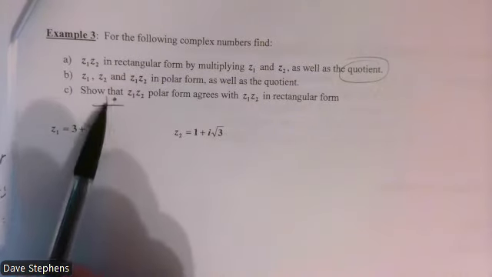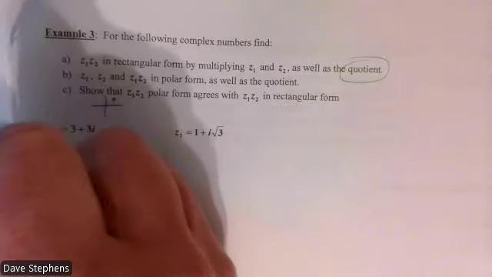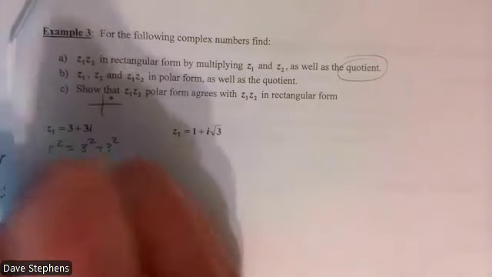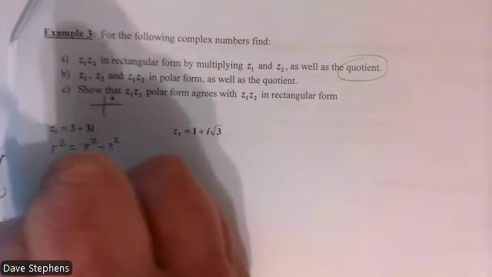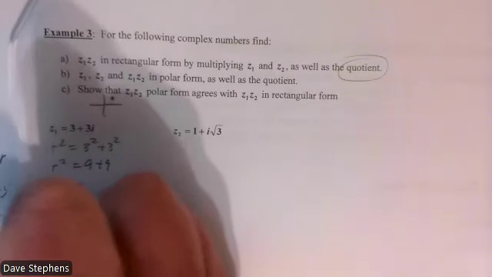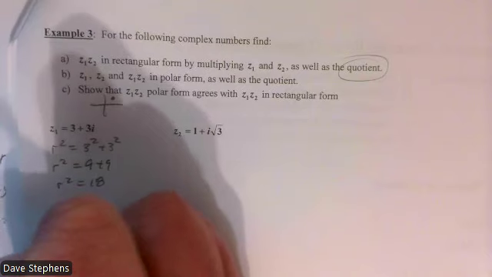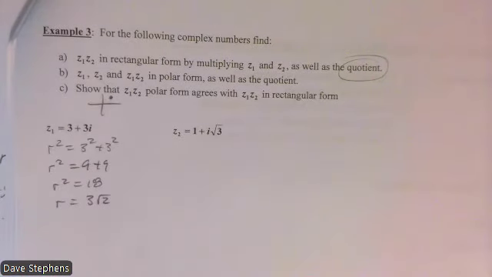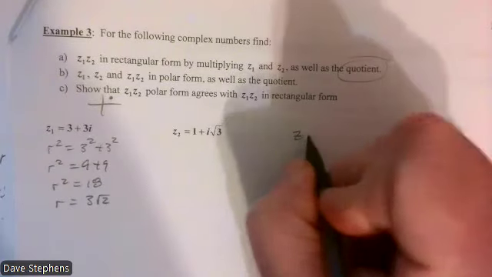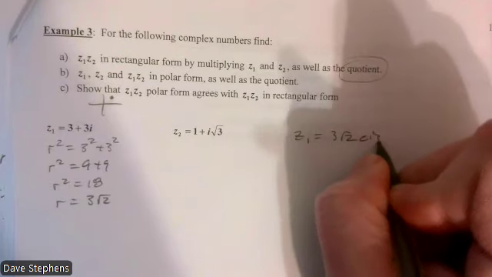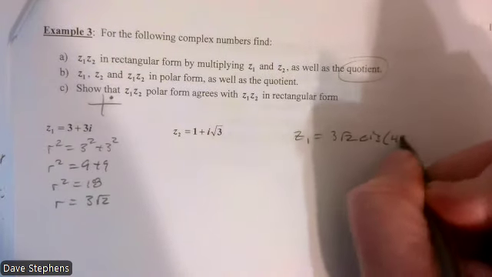The distance, though, we got to go figure that out. So r squared is equal to 3 squared plus 3 squared. Well, there's two of those. So r squared is equal to 9 plus 9. R squared is equal to 18. So r must be equal to 3 root 2. All right. So we know that z1 is equal to 3 root 2 CIS of 45.